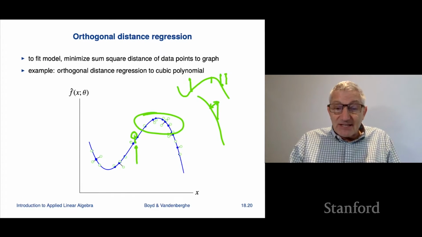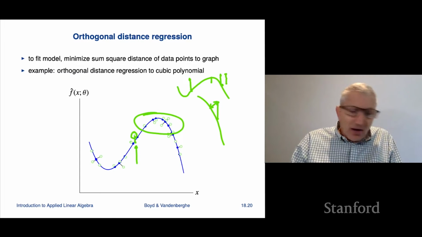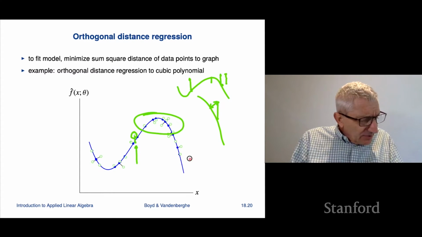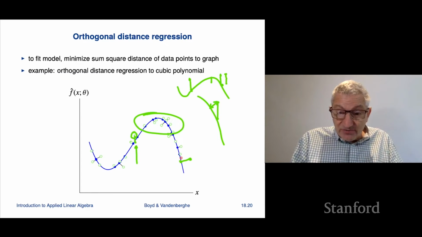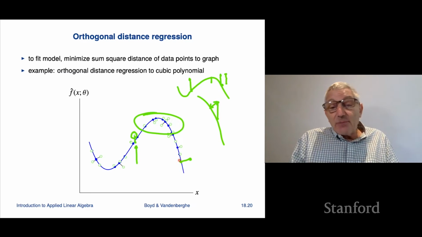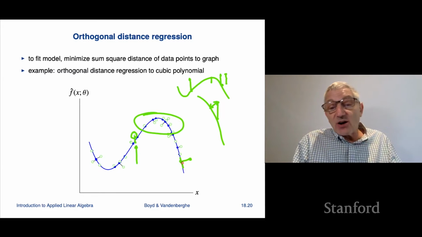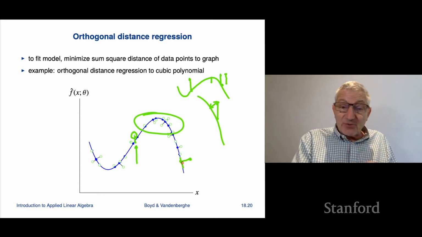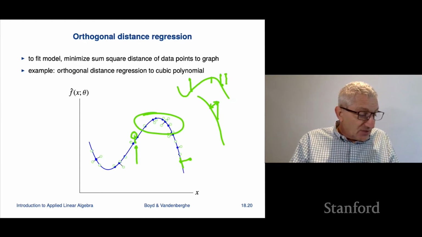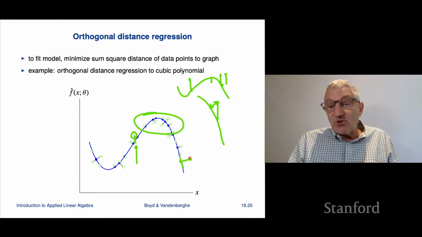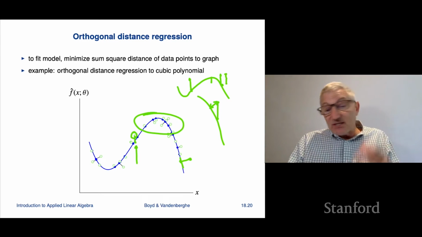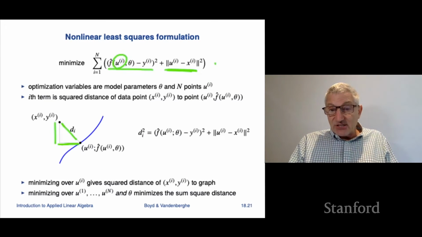this is called orthogonal distance regression. I guess it's called orthogonal because you associate with each point a point on the curve, on the graph of the function, and the tangent to the function there is orthogonal to the deviation from that point to the given data point. So that's why it's called orthogonal distance regression. But you'll see this in a bunch of applications.